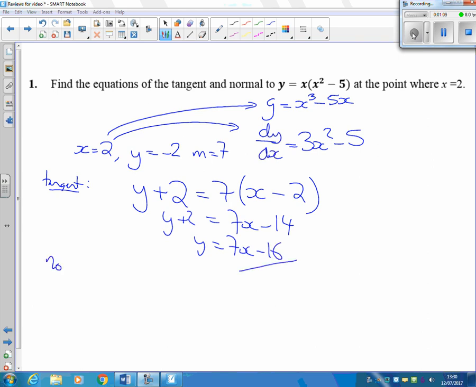Or the normal. Same idea with the normal. y take away the y number equals gradient. Now for a gradient, I've got the negative reciprocal of the other one. x take away the x number. I'm not going to tidy that one up. You could do if you wanted to. You'd get minus x over 7, take away 12 sevenths.